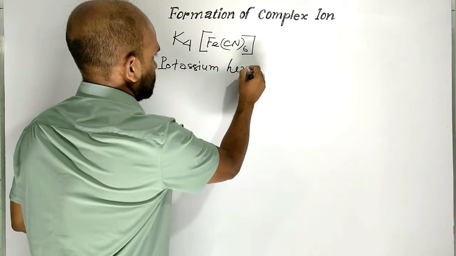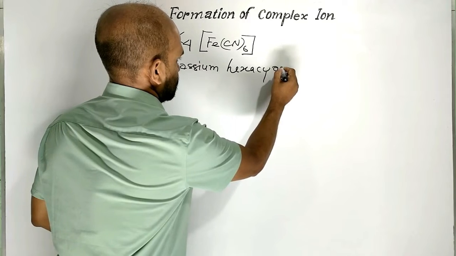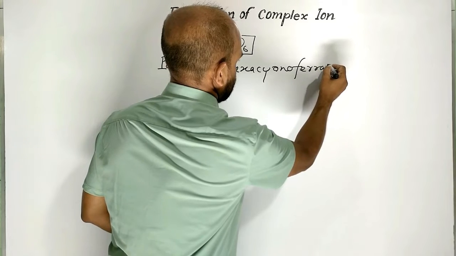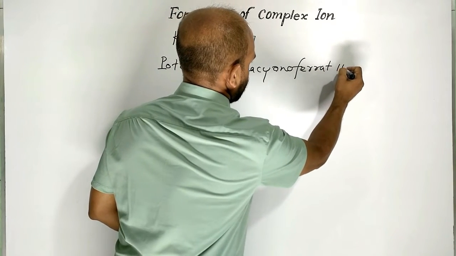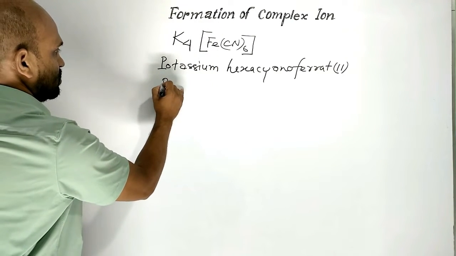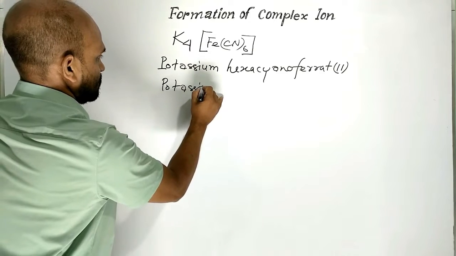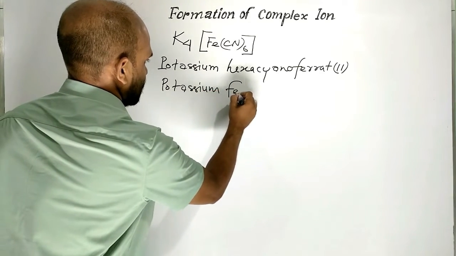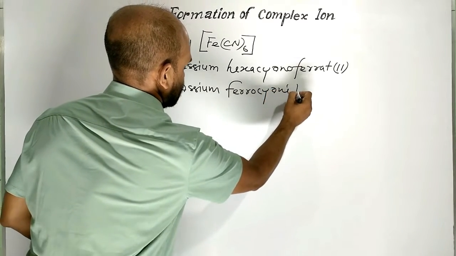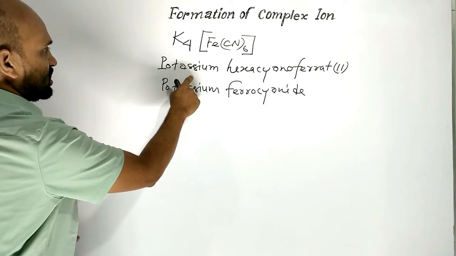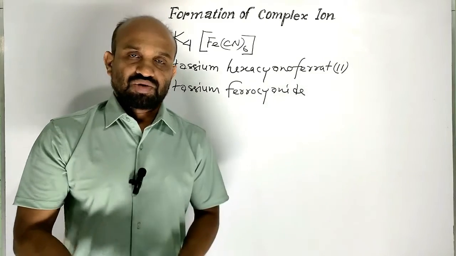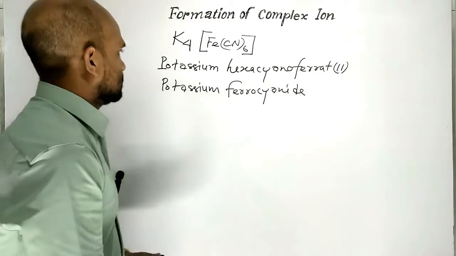Potassium hexacyanoferrate 2, which is commonly known as potassium ferrocyanide. IUPAC name is potassium hexacyanoferrate 2. Why 2? Let us see the matter.